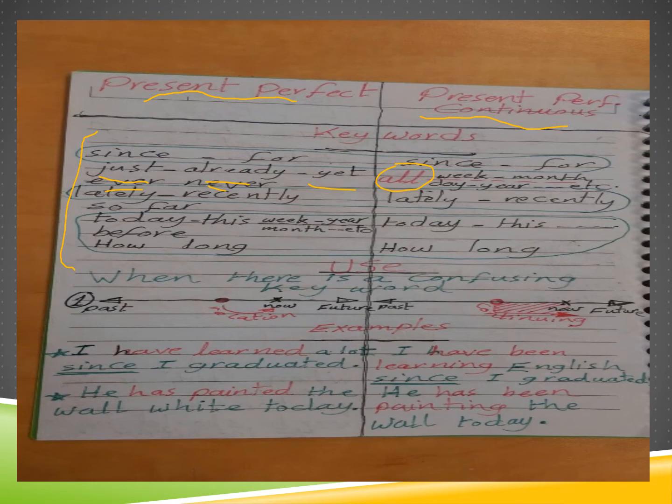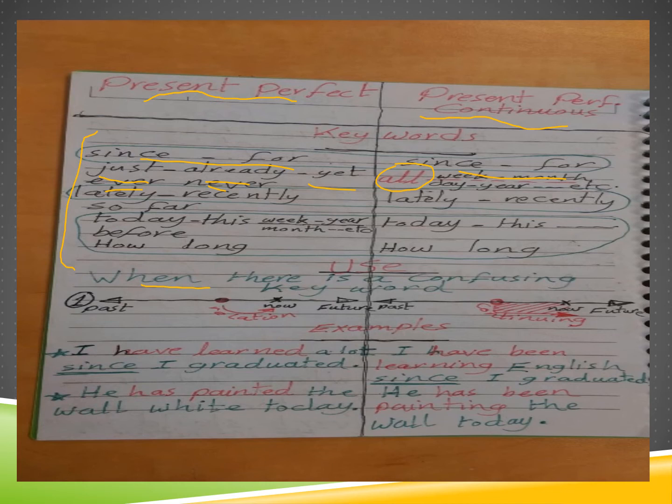Now, what if you have one of the confusing keywords? What are the confusing keywords? They are since, for, lately, recently, so far, today, this, before, and how long, because they are listed under both tenses. These are the confusing words because when you find one of them in a sentence, you have to think of the two tenses.